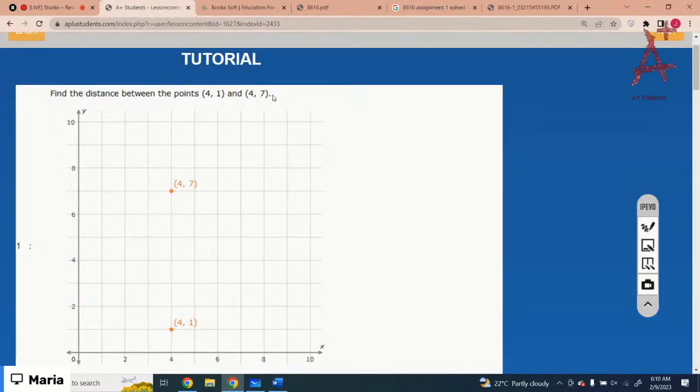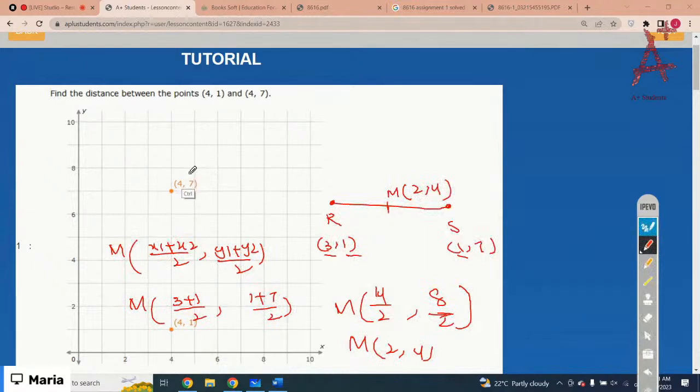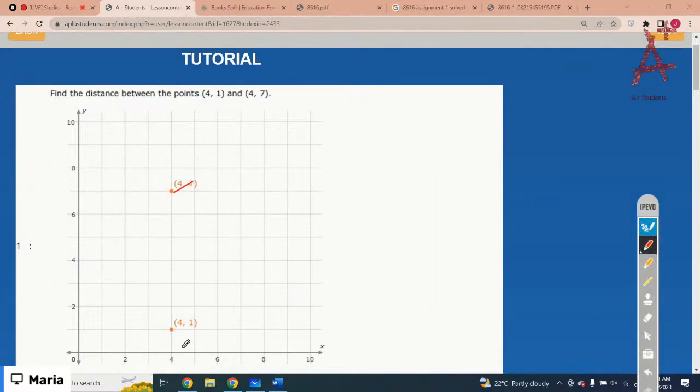So you can just look at the points on the graph. Here you have (4, 1) and here you have (4, 7). So they have the same x component. Just their y components are different. Here you have 7 and here you have 1. They both have the same x component, which is 4. Just the y component is different. So you have to calculate the distance by subtracting their y components.